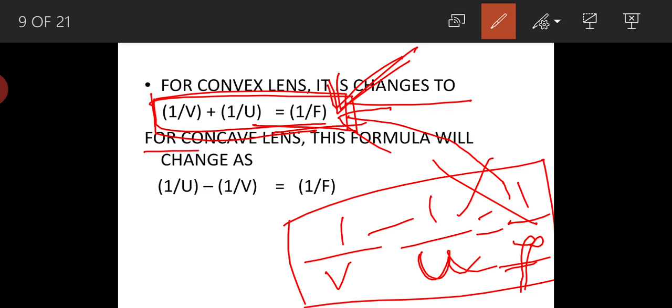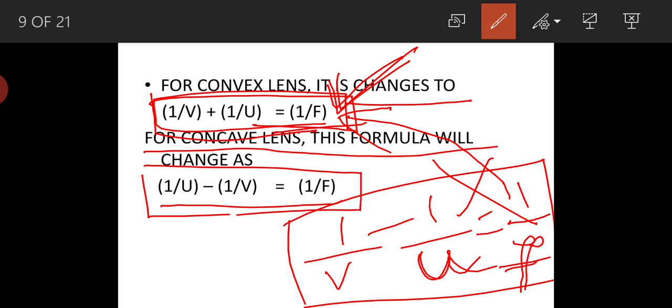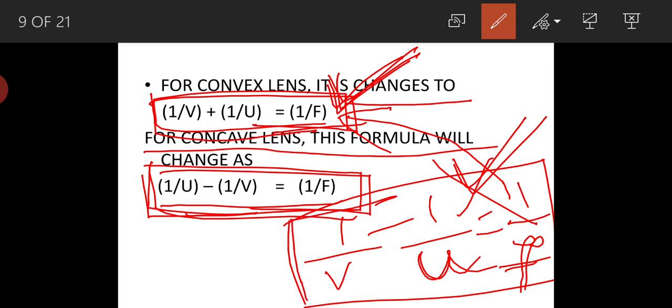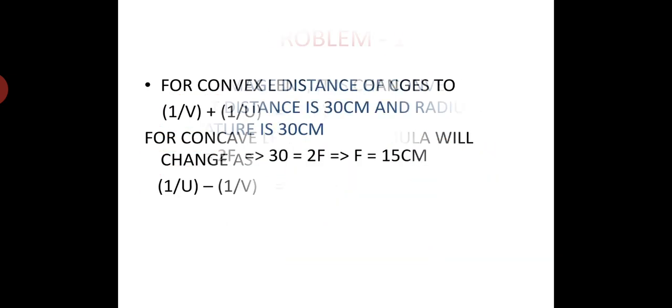And for concave lens, the formula will change as 1 by u minus 1 by v is equal to 1 by f. This formula you need to use for concave lens. For convex lens, you need to use the previous formula, whereas this is the general formula. This is the lens formula for convex lens. This is the lens formula for concave lens. So remember all the three formulae. Now let us see some problems.